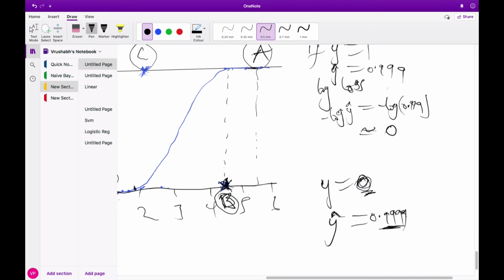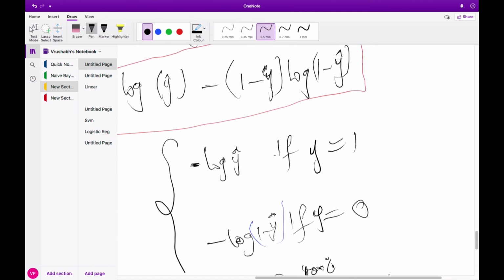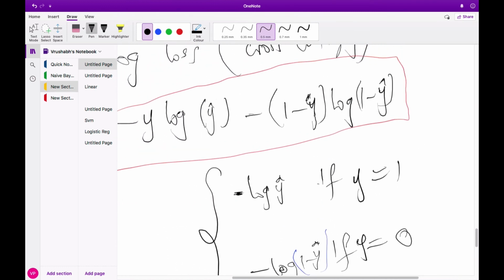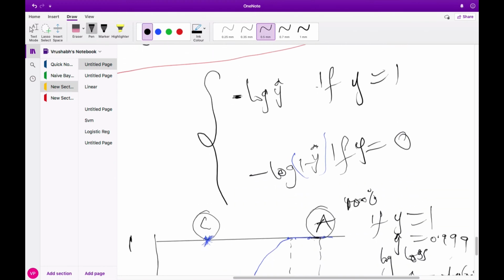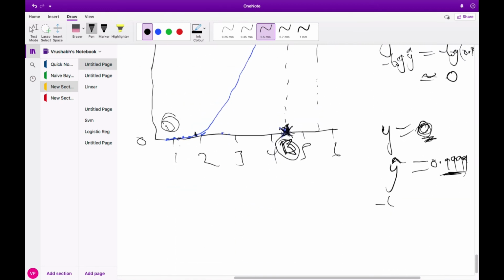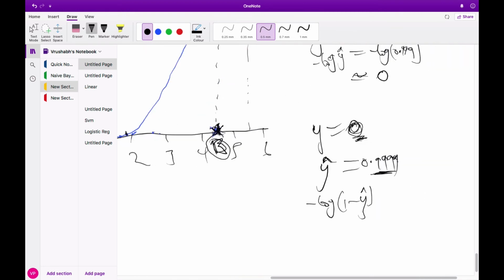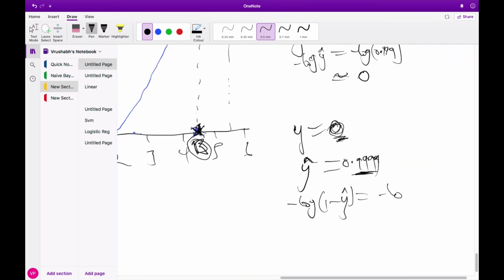In that case, that is when y equals 0. So if we go to our log loss or cross entropy function, if y equals 0, then we use this part of the equation: negative log of 1 minus y hat. In this case we have negative log of 1 minus y hat, where our y hat here is 0.999, or 0.99999. You can increase it as you want because it's getting closer to 1.